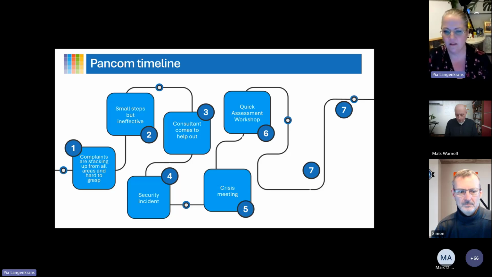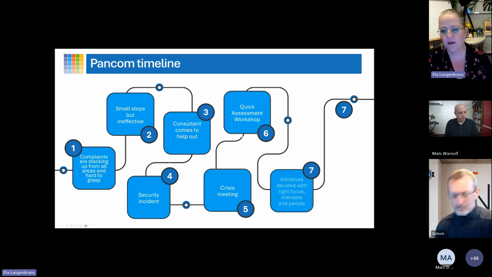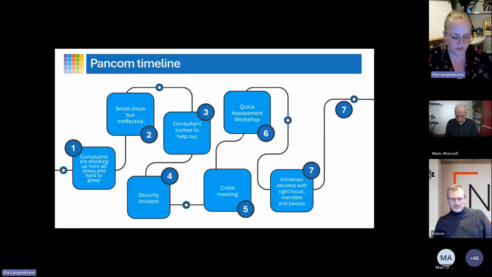It's not one thing that we have to fix. So based on the quick assessment workshop, based on the risks that they saw and what they had to fix, they put up a roadmap for the next 12 months. And they had the right focus and the right mandate and the right people in the room.